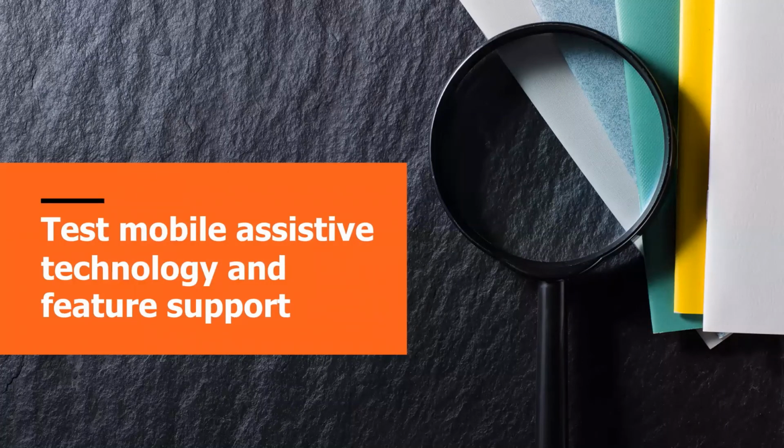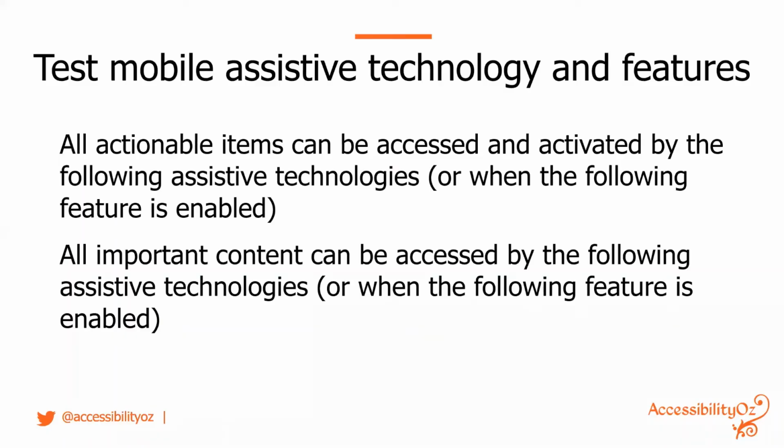And our methodology, it specifies for all the test cases that we've gone through, step-by-step instructions on how to actually test those requirements. But also for the mobile assisted technology and features support, it has a lot of instructions on how to use the assistive technologies and the step-by-step instructions to use them to test specific requirements as well. There's basically two requirements, which is all actionable items can be accessed and activated by the following assistive technologies or when the following feature is enabled, and all important content can be accessed by the following assistive technologies or when the following feature is enabled.